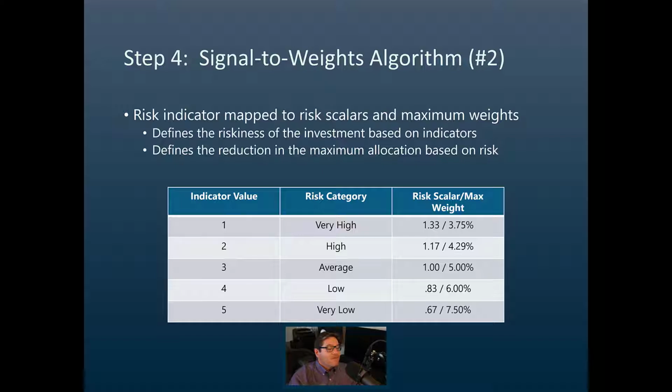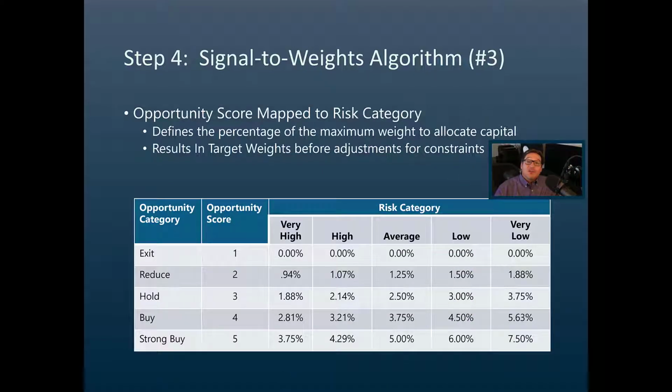So now that brings us to the next step. Our opportunity scores then are now mapped to that risk category. So in this case, if we were on a 3 and we were at an average risk, if our opportunity score was 3, for example, and we were at average risk, then we would only be putting half of our capital in. Of that 5%, we'd be at 2.5%, right? We're not maxed out to the 5, right? We'd have to have a 5 strong buy in order to have full gas pedal on, right?